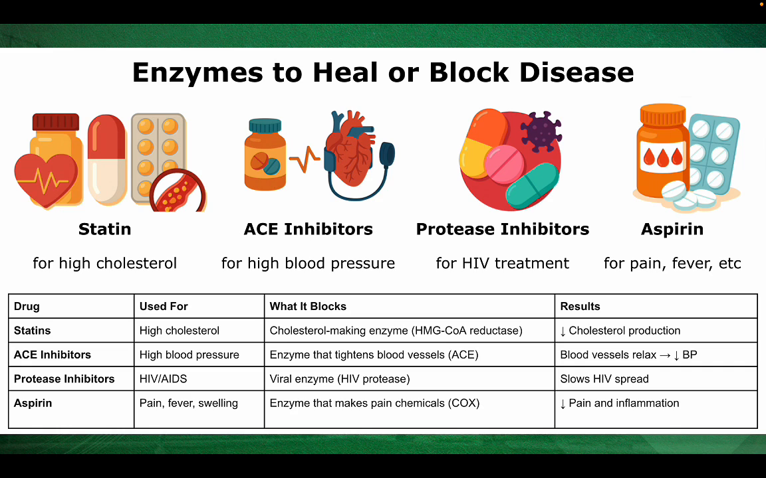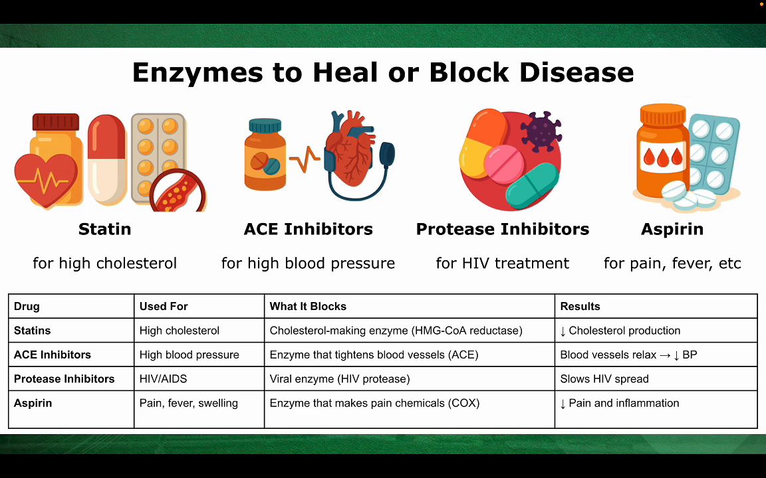The key idea here is that enzymes are specific. So if a drug can target just one, it controls specific body functions, like lowering cholesterol or stopping pain, without affecting everything else. So far, we've talked about how enzymes work and how the body controls them.